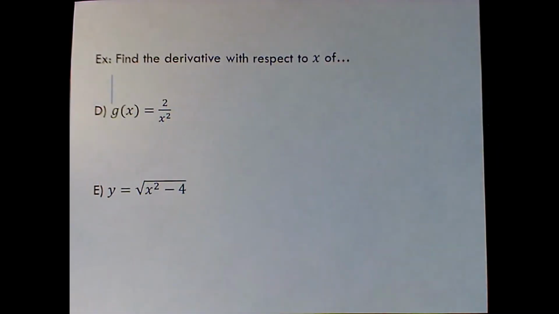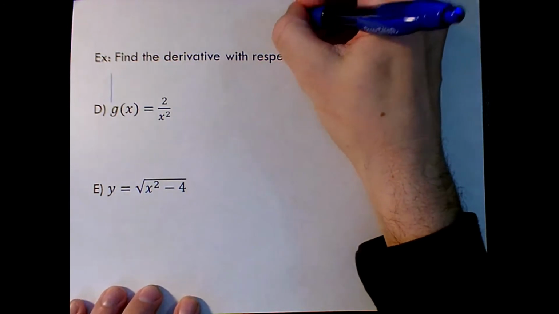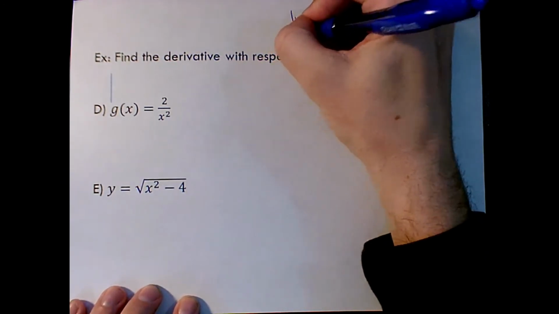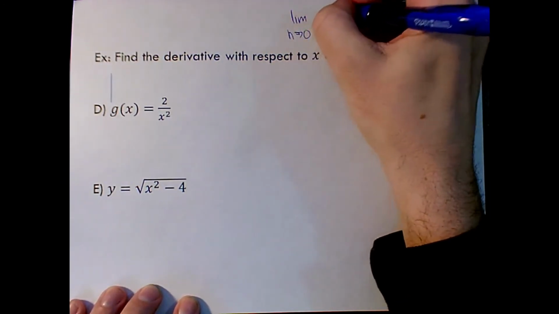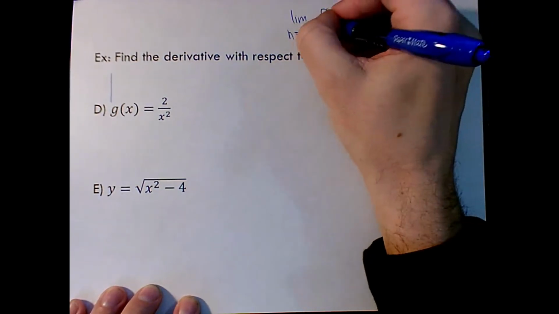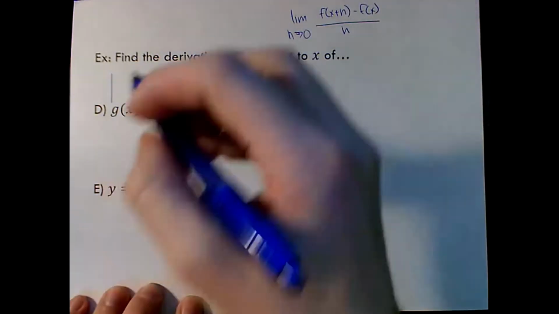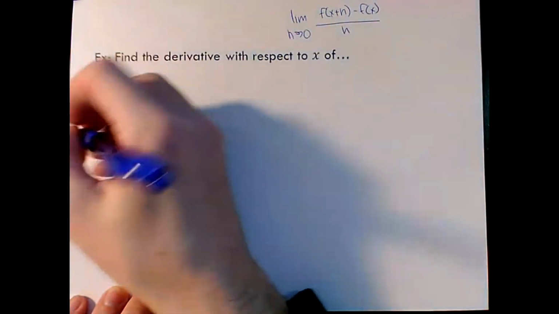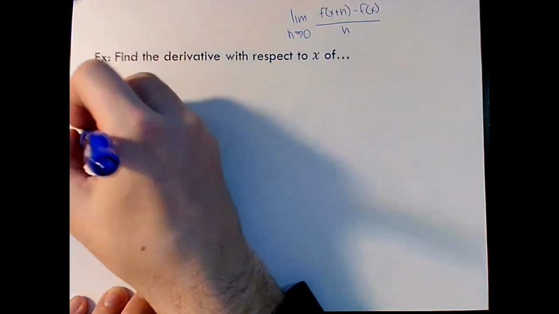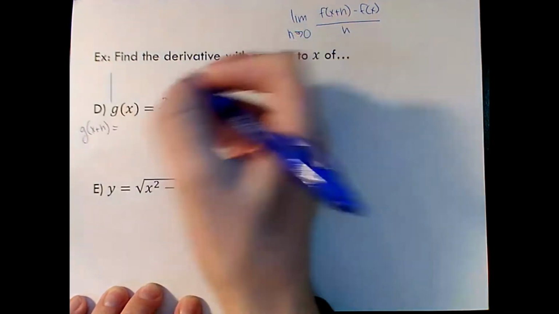All right, once again, we're being asked to find the derivative with respect to x. So let's remind ourselves that the derivative is the same thing as the limit as h approaches 0 of f of x plus h minus f of x over h. Now, I'm going to be a little creative knowing what I know when I begin this one. Instead of calling it f of x, I'm going to call it g of x. So g of x plus h is going to look like this.